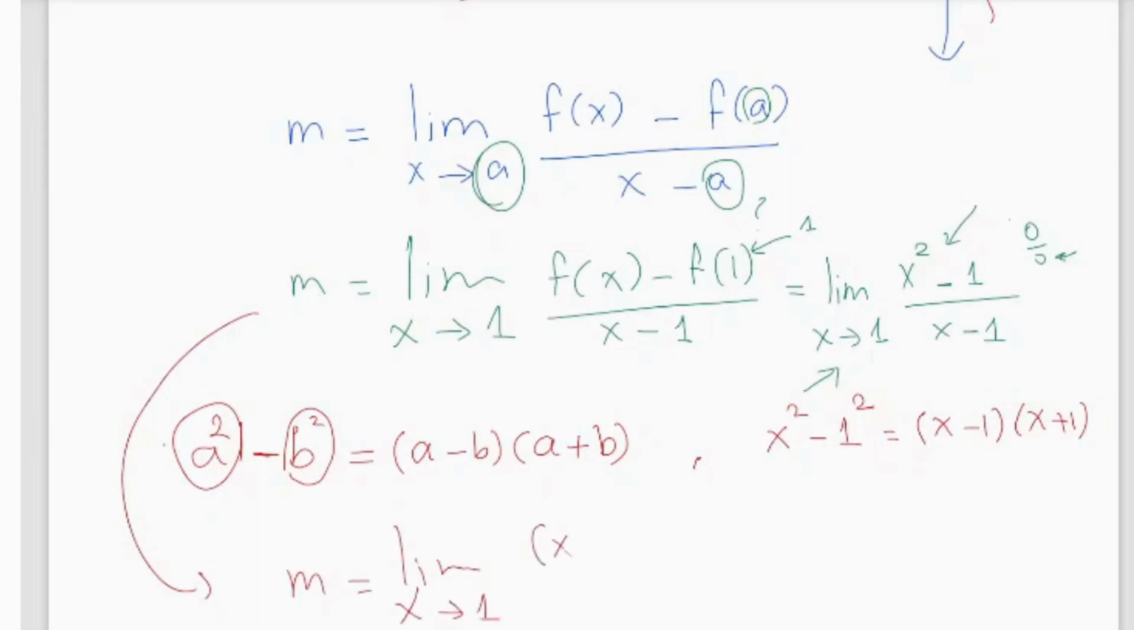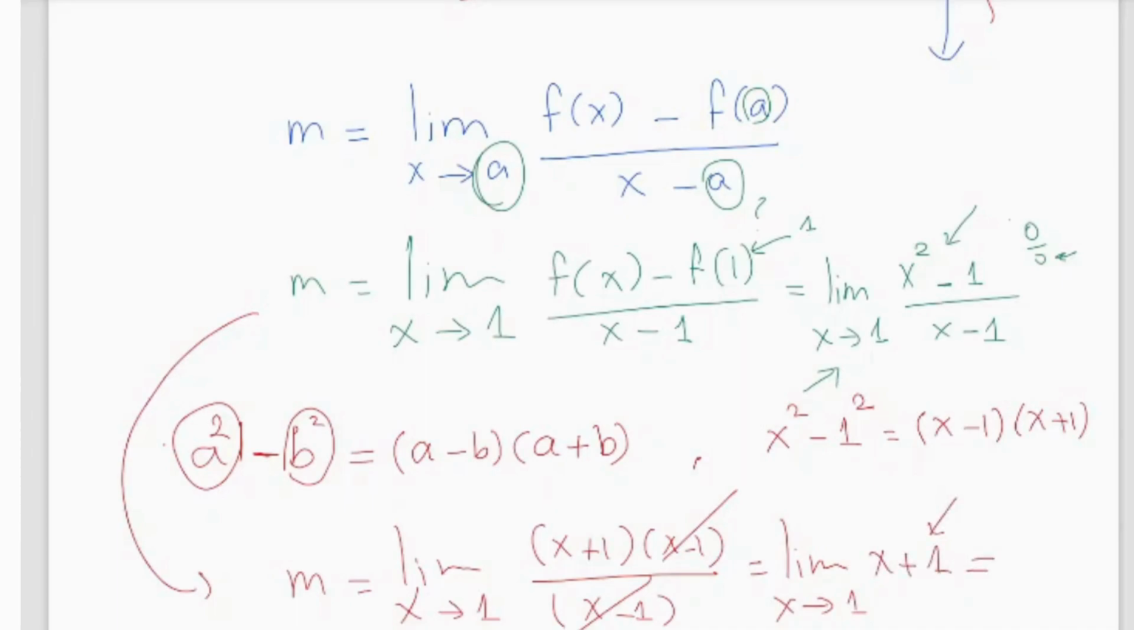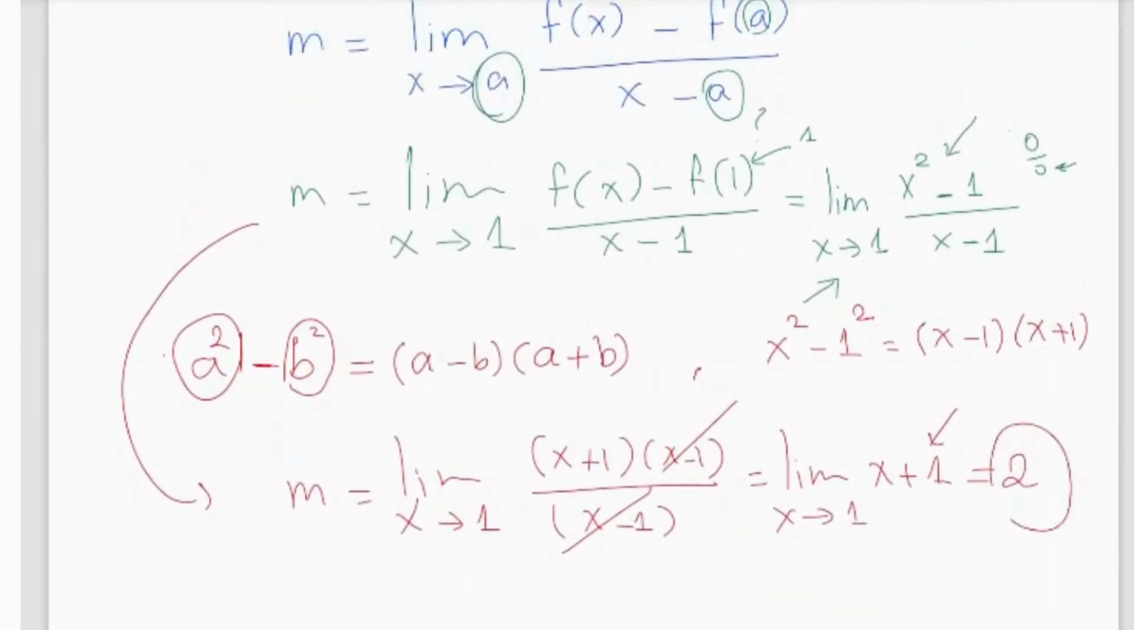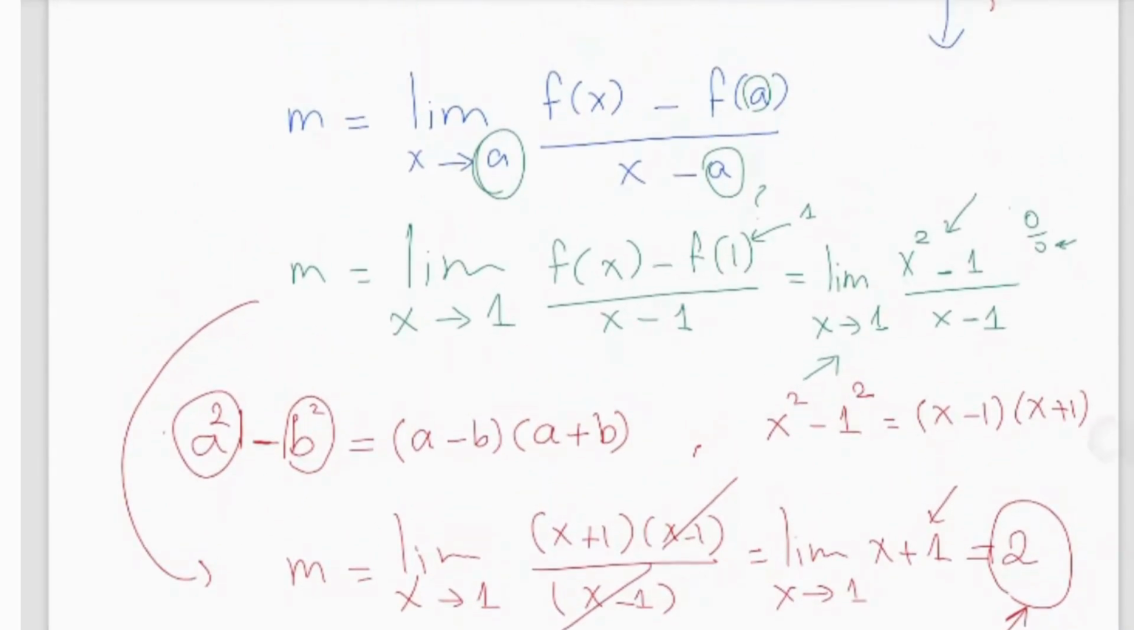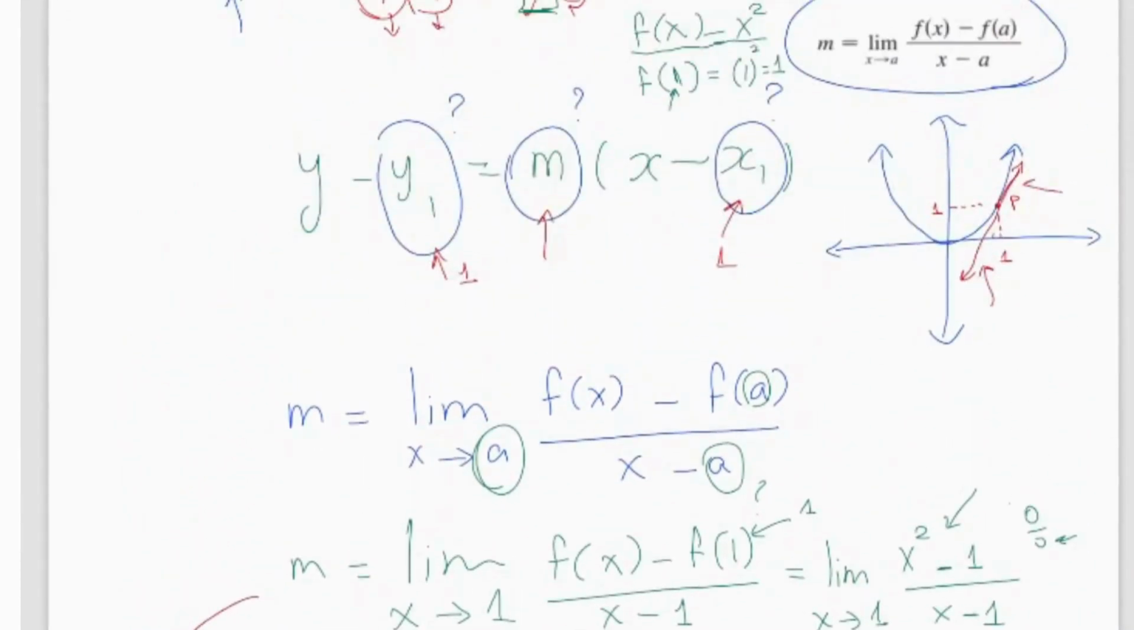So this will be equal to the limit when x goes to 1 for (x plus 1)(x minus 1) over x minus 1. This will be cancelled out. Then I'll have the limit when x approaches 1 for x plus 1. Substitute directly since I have a polynomial. This is equal to 1 plus 1, so this is equal to 2, and this 2 represents what?